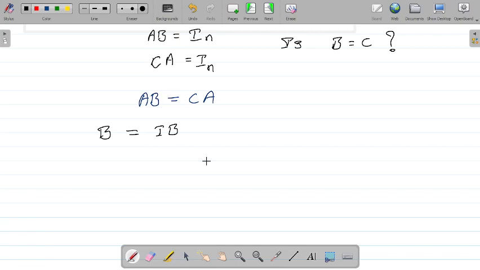Well, definitely, B is a matrix of size n by n and C is also a matrix of size n by n. There is no doubt in it. My aim is to prove that B is equal to C. So what I will do, I'll start with B and this is the information I have.